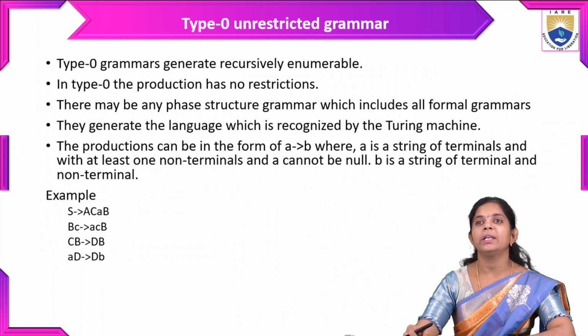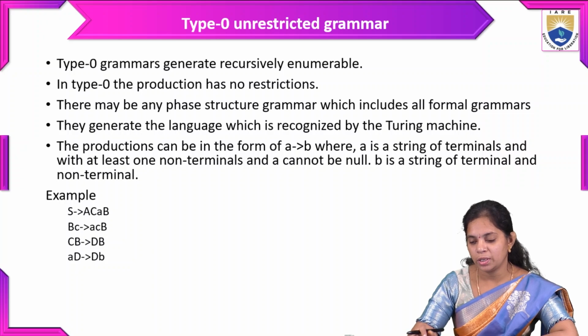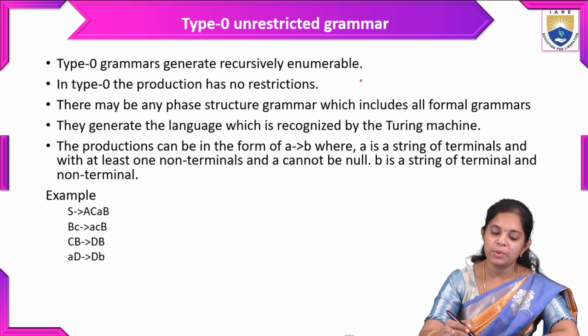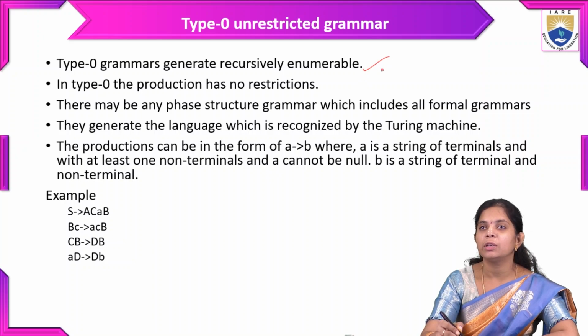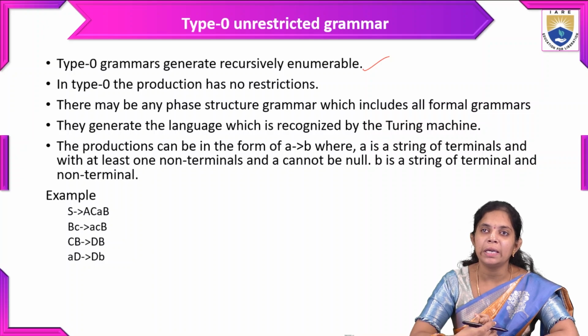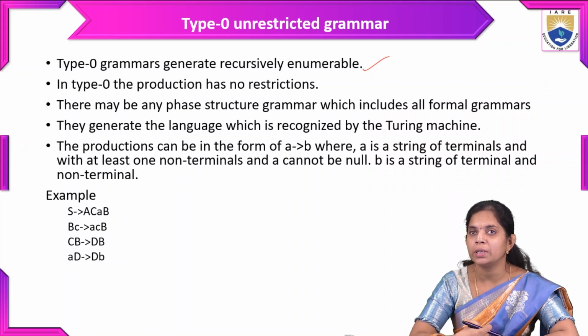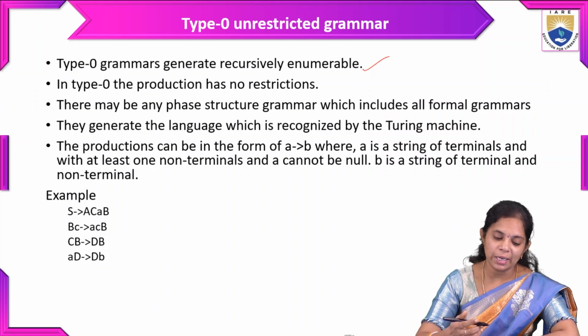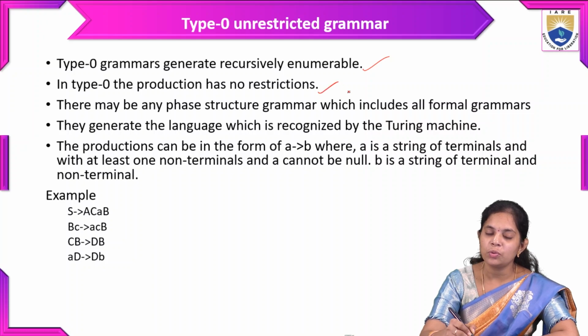And coming to the context unrestricted grammar, that is named as type 0 grammar. So the type 0 grammar generates recursively enumerable languages. That is nothing but a type 0, that is nothing but unrestricted grammar we can write. So in type 0, the production has no restrictions.